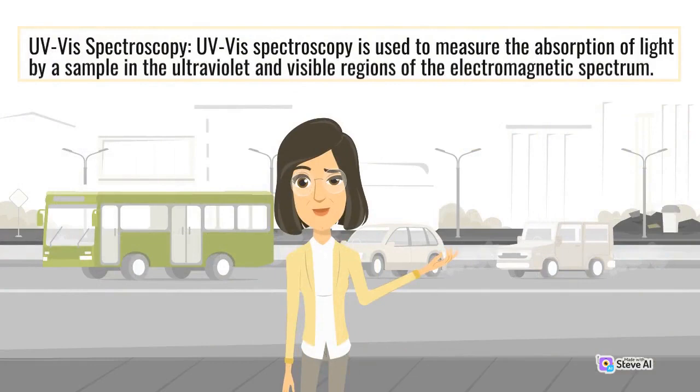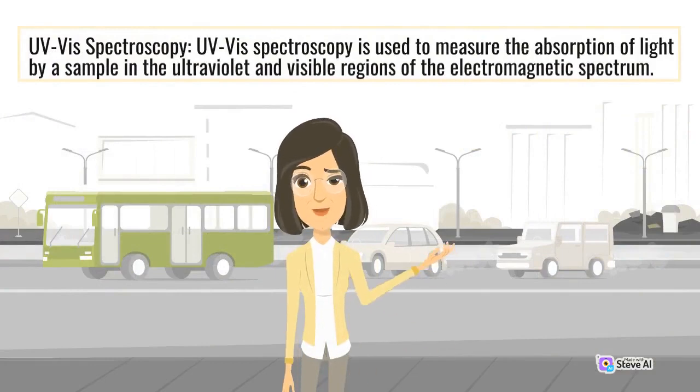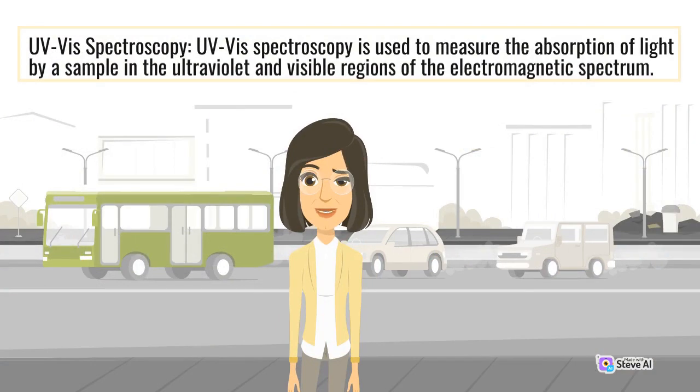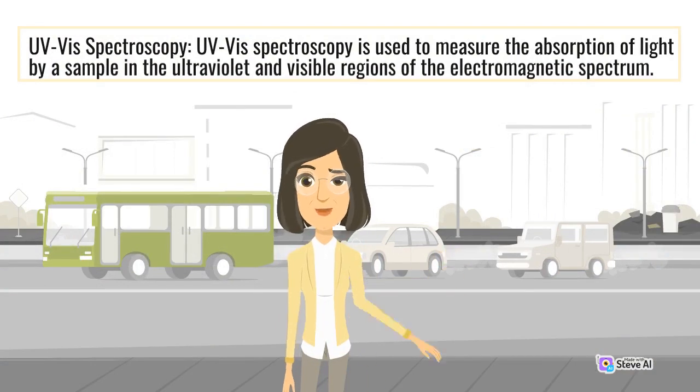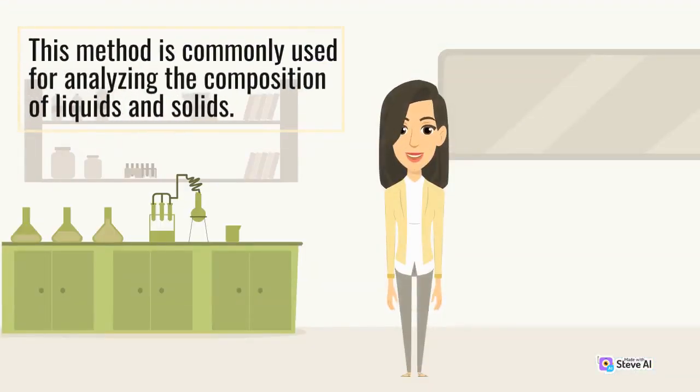UV-vis spectroscopy. UV-vis spectroscopy is used to measure the absorption of light by a sample in the ultraviolet and visible regions of the electromagnetic spectrum. This method is commonly used for analyzing the composition of liquids and solids.